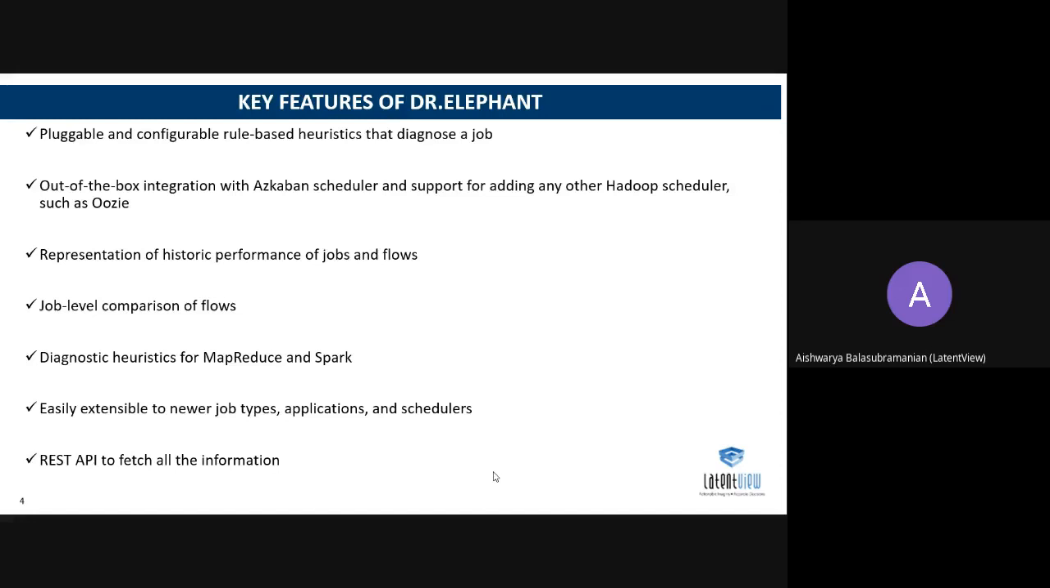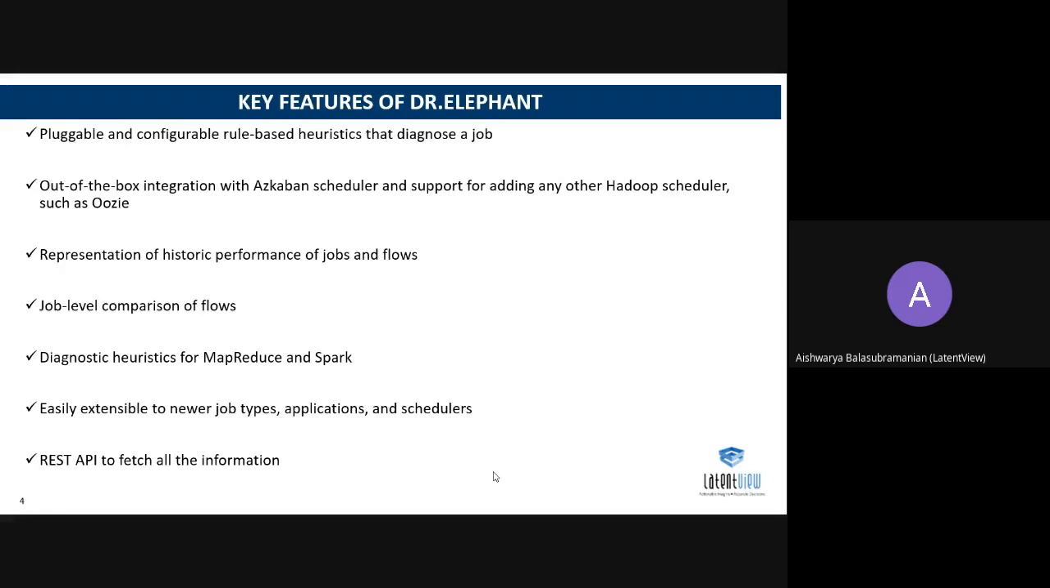And one most important thing is job level comparison. If you have two jobs, job A and job B, you have a dedicated dashboard for Dr. Elephant, where you can put both of these jobs and try to understand how each of these jobs performed, what kind of metrics were used in those jobs, and how they can be improved. Those kinds of job level comparisons are possible, and it basically uses REST API to fetch all the information.